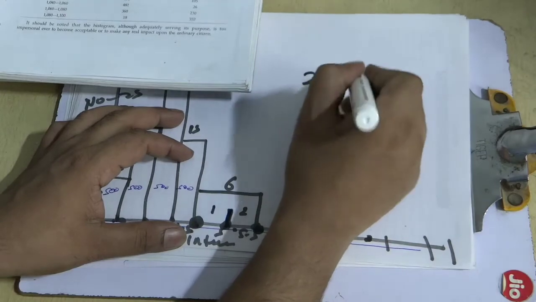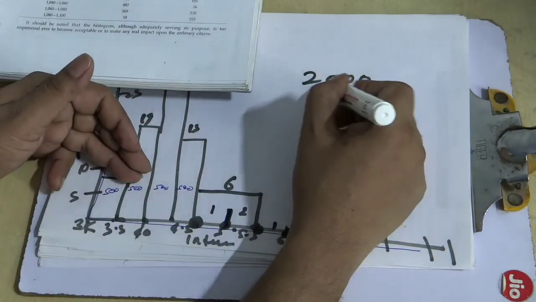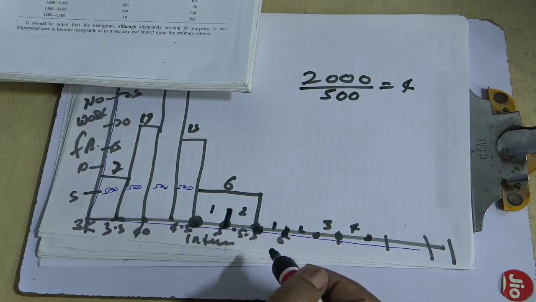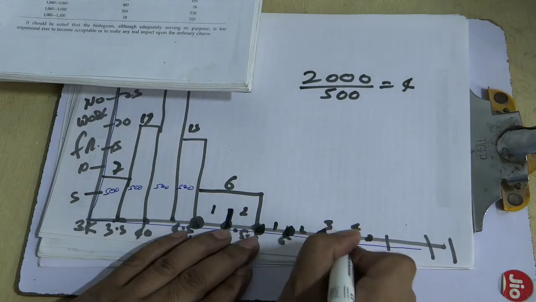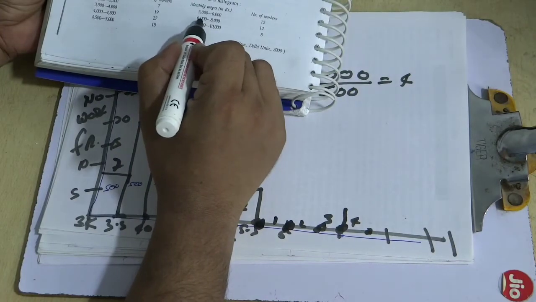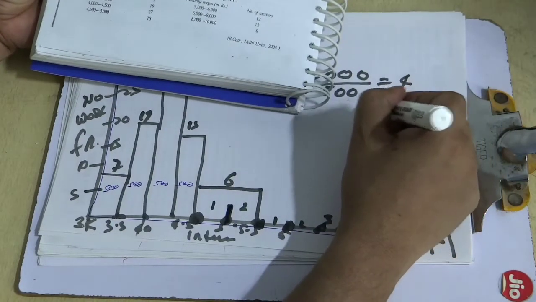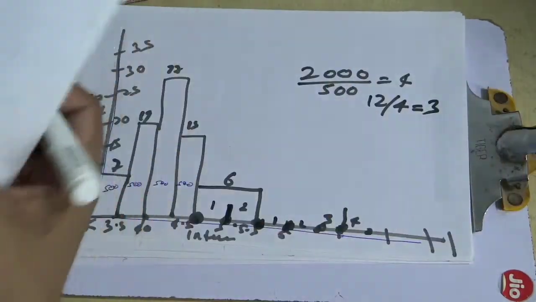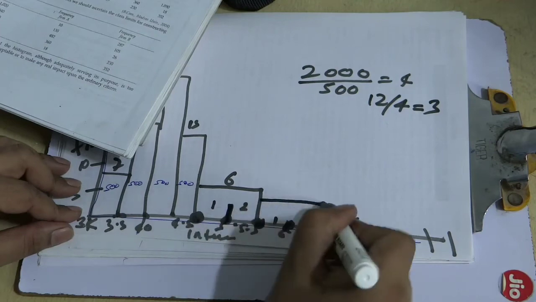So the gap is 2000, and we are calculating data with the class interval of 500. So 500 equal to 4. So we have to put the data in 4 class intervals, like so we say 1 2 3 4. Okay, so now see here, income between 6000 to 8000 is 12. So 12 divided by 4, what is the answer? 3. So we have to draw just 3 here.